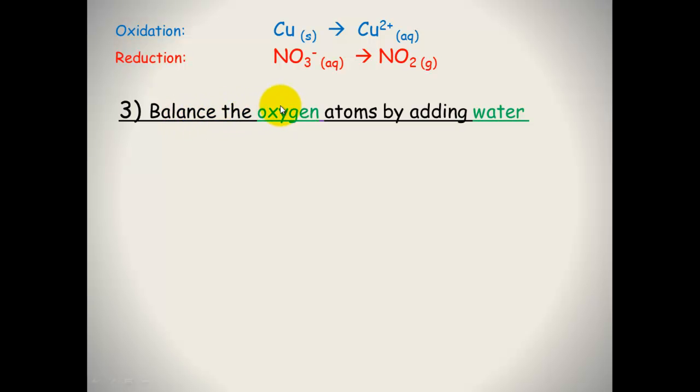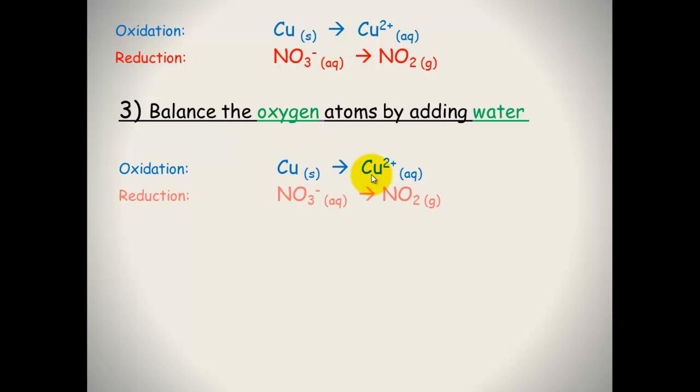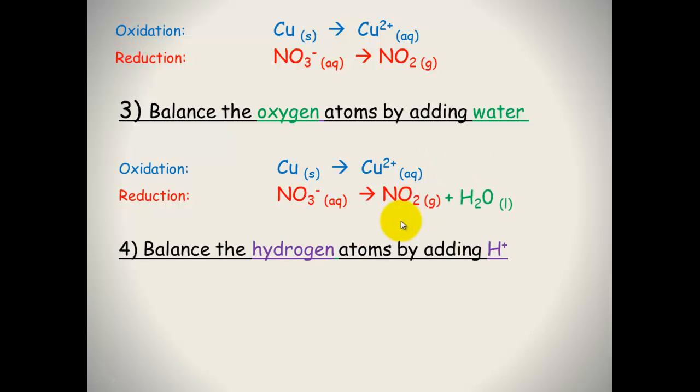Third step is to balance the oxygen atoms by adding water. So copper goes to copper 2+. There are no oxygen atoms, so there's nothing to balance. Reduction reaction, we've got 3 oxygens on the left side, but only 2 oxygens on the right hand side, so we need to add water. We need one more oxygen, so we need to add one more water molecule. And there she is.